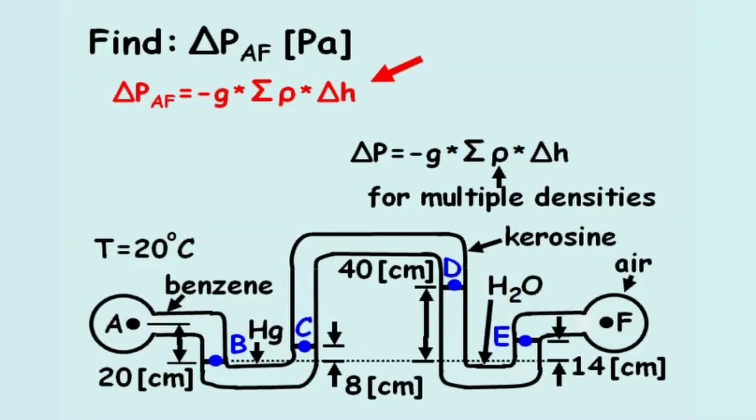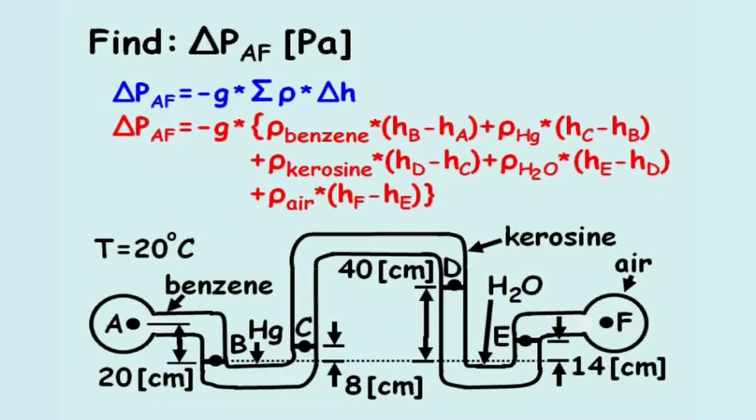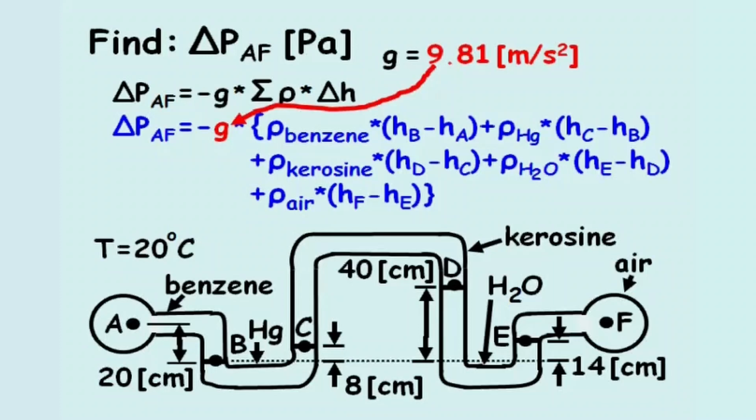After expanding the summation term, we see all the density and height terms we need to determine in order to solve the problem. First of all, we know G equals 9.81 meters per second squared. Next, we'll use the figure to determine the change in heights between adjacent fluid interfaces. Height B minus height A equals negative 20 centimeters. Height C minus height B equals 8 centimeters.